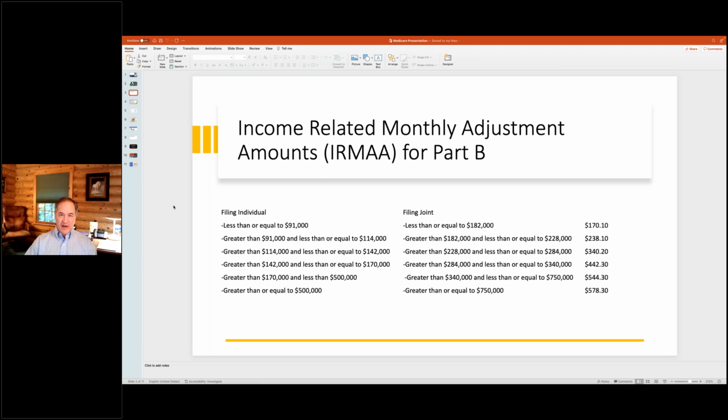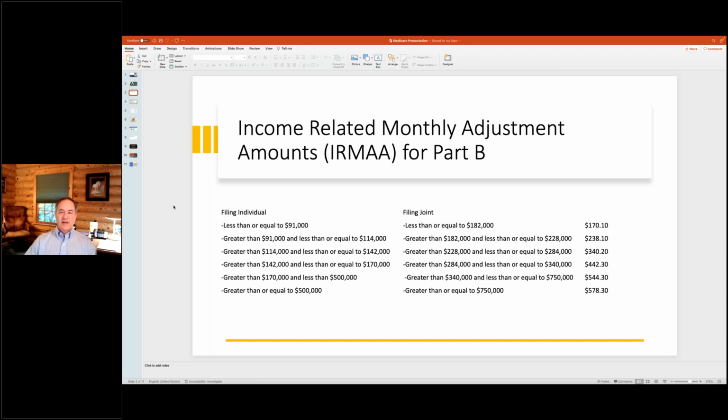The difference obviously is, well, I call it a tax, but they call it something else, but nevertheless, you're paying more money. Between $284 and $340, you're paying $442.30, and it goes all the way up to somebody who's bringing down over 750 grand, and they'll be paying $578.30. So we are means tested.